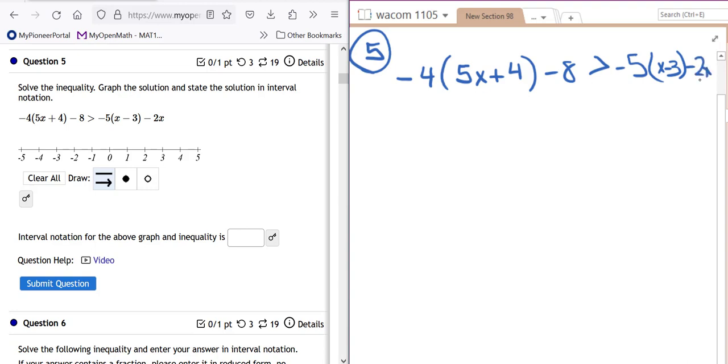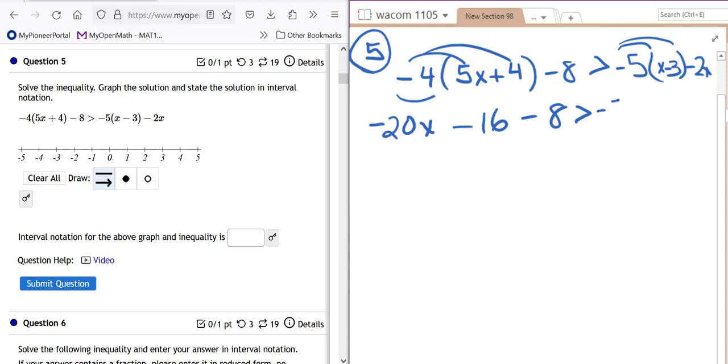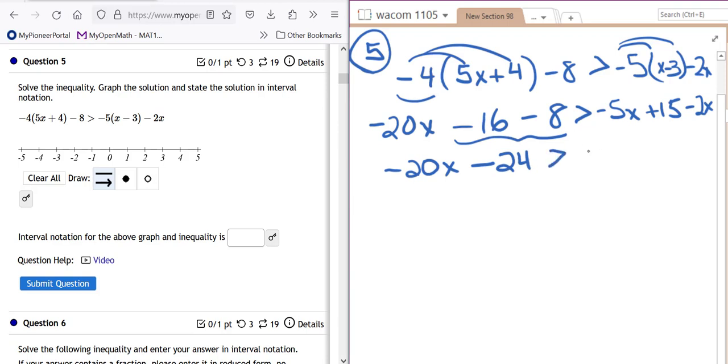Sorry, I got that a little bit spread out there. All right, so we go ahead and clean up. So we have a negative 20x minus 16, parentheses comes off. And on this side, we'll distribute that negative 5. So negative 5x plus 15 minus 2x. On the left, we have negative 20x. Like signs, add and keep the sign. Negative 24 is greater than negative 7x. You put those like terms together.